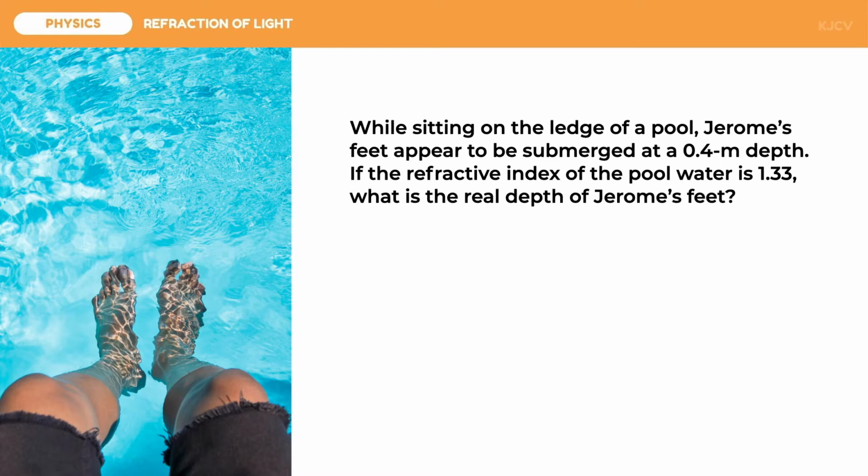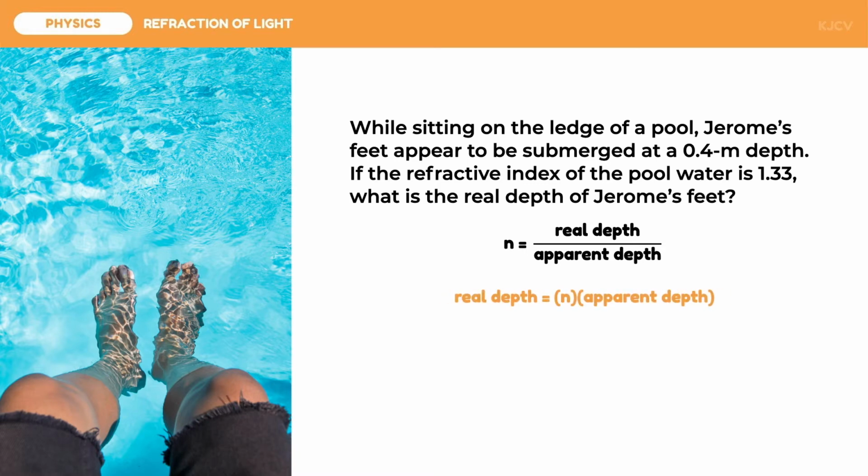To solve this problem, we are going to use the previous formula. To completely isolate real depth, we multiply the apparent depth to both sides of the equation. Substituting the values, we have 1.33 multiplied by 0.4 meters. Thus, the real depth of Jerome's feet is 0.53 meters. This shows how our feet seem to shorten when we submerge them in the pool water. In this case, Jerome's feet seem to shorten by 0.13 meters.